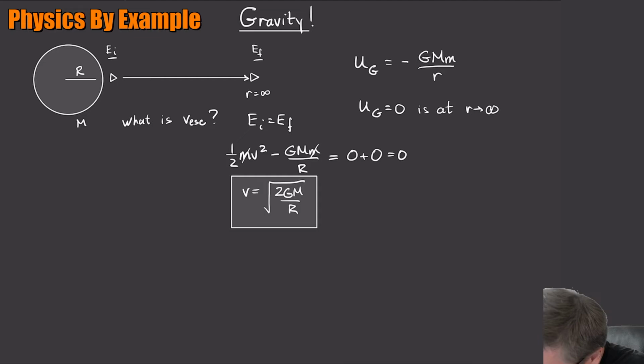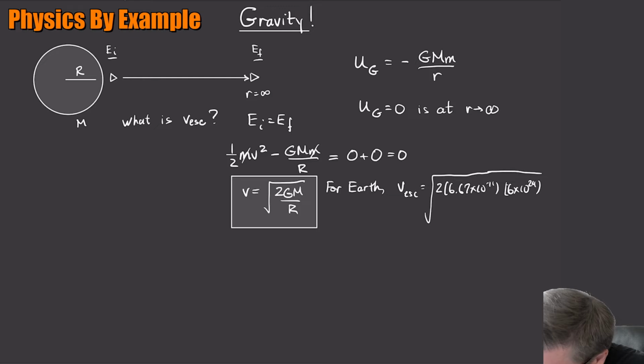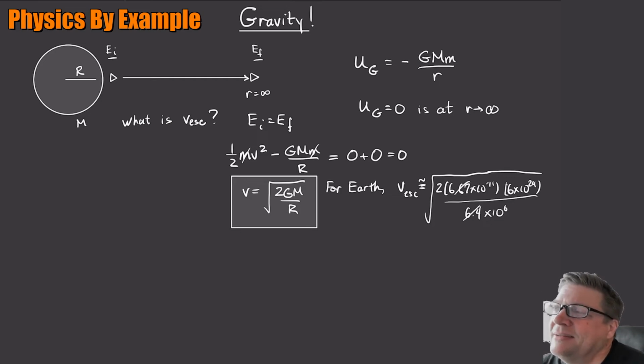If you want to plug in the numbers for the Earth, what's that going to be? 6.67 times 10 to the minus 11. Let's just get it roughly. The mass of the Earth is 6 times 10 to the 24th. The radius of the Earth is 6.4 times 10 to the 6 meters. Look, we'll do the same trick, and I can do anything I want if I put that little squiggle up there. So those are close, right? Let's cross that off.